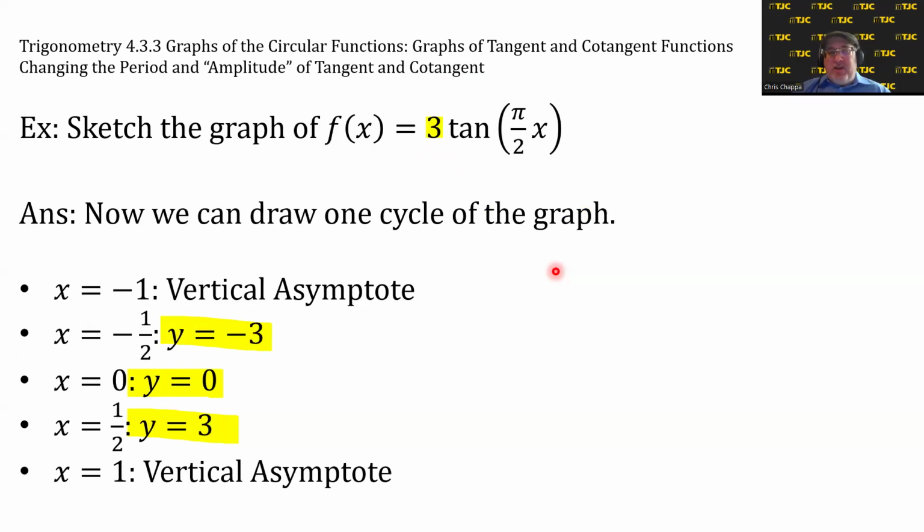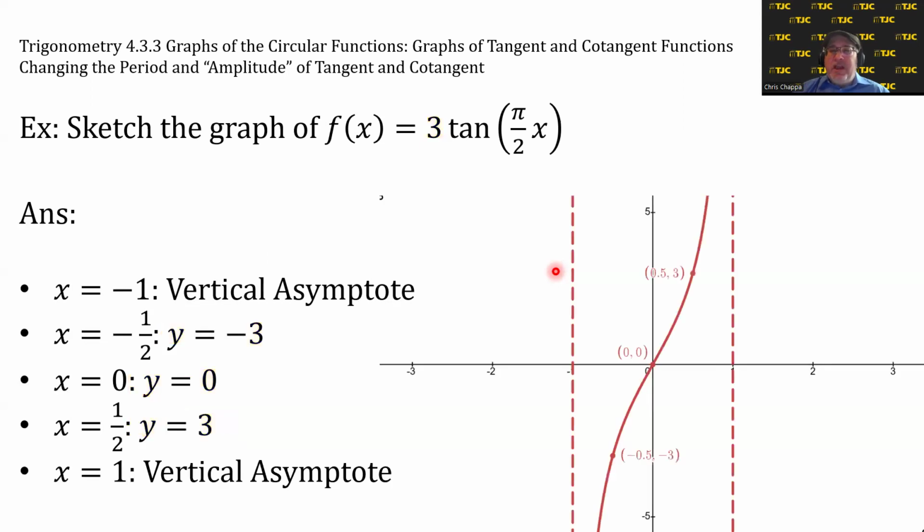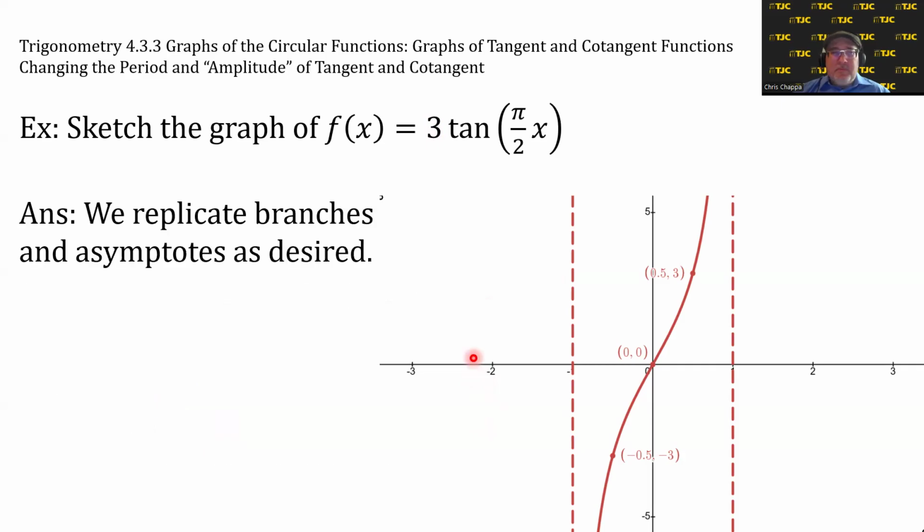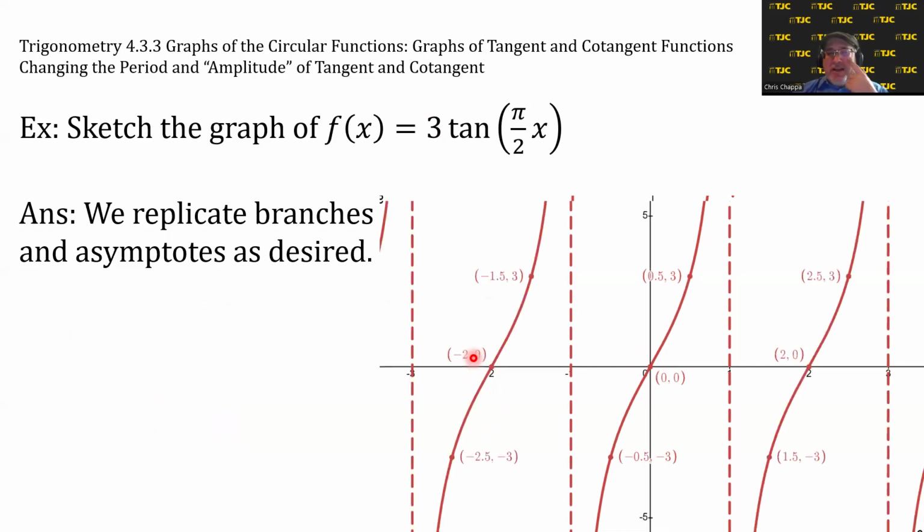Now we can draw one cycle of the graph. Draw the asymptotes, the points in between, and connect them, and it would look like this. Now we can replicate branches and asymptotes as desired by simply copying and pasting on both sides, ad infinitum.